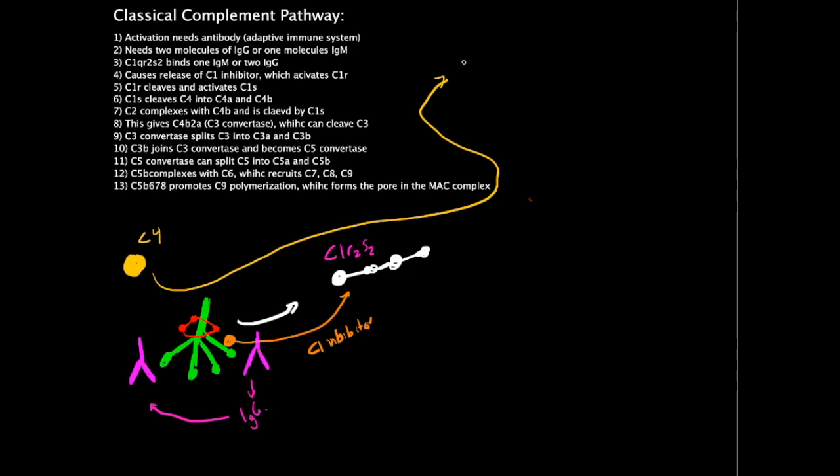So now we're interested in C4B. Okay, so C2 now will complex with C4B, which is cleaved by C1S. So C2 will now join in the party and complex with this. So now you have C4B, C2. So this guy is now C4B, C2.